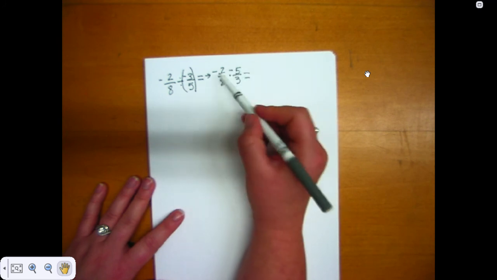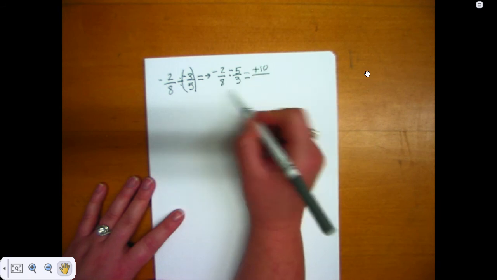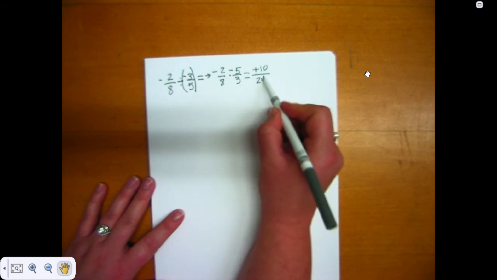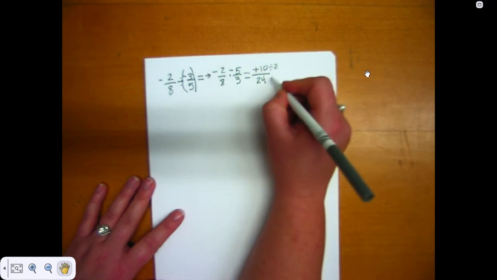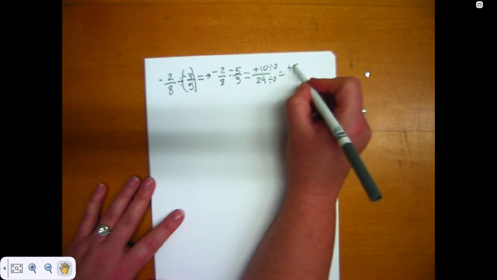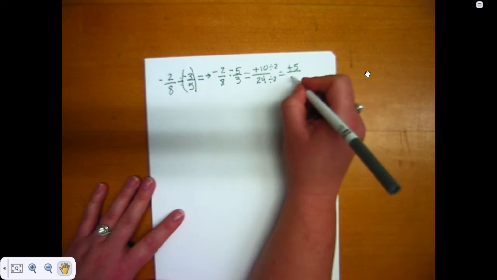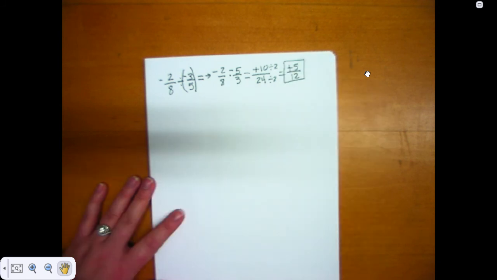Multiply the top. Negative 2 times negative 5 is positive 10. And 8 times 3 is 24. I can divide both of these by 2 because they're both even numbers. 10 divided by 2 is positive 5. 24 divided by 2 is 12. So my final answer is 5/12.